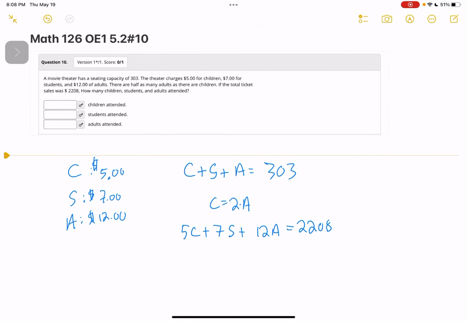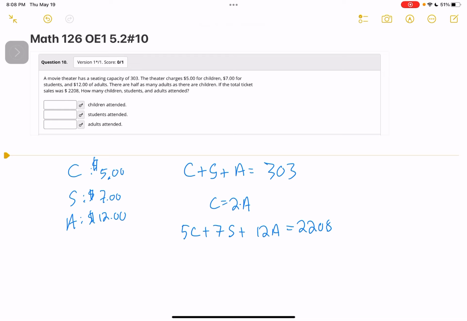A movie theater has a seating capacity of 303 people. The theater charges $5 for children, $7 for students, and a whopping $12 for adults. Is this going to be a system of equations?